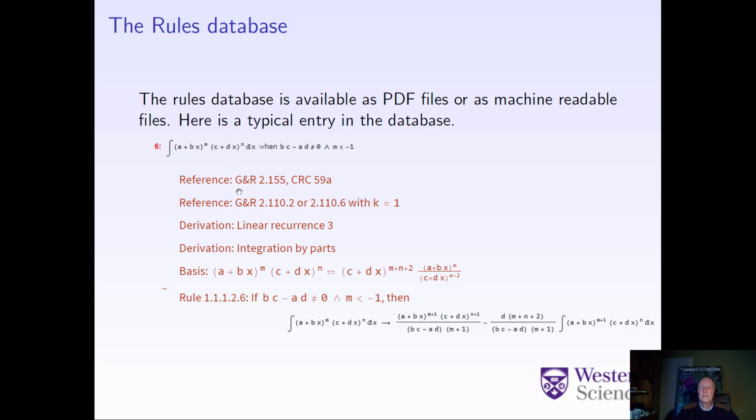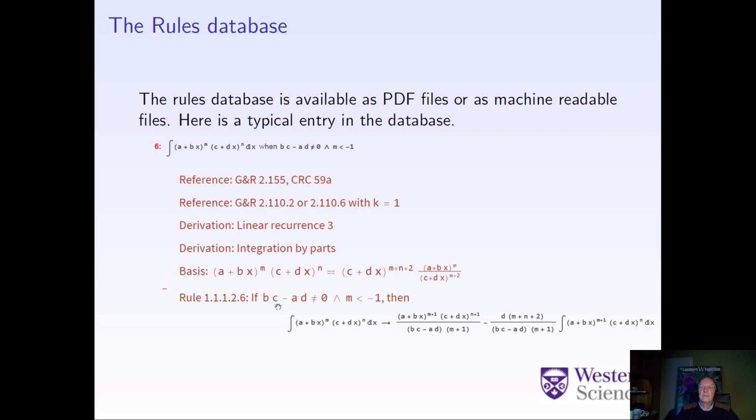Then we have references. Gradstein and Ryzhik and CRC are both well-known reference works in this field. Then we have a brief description of where the rule comes from, then the basis of the rule, and finally the rule itself, carefully numbered. Every rule has a distinct number. And notice how the rule is phrased.